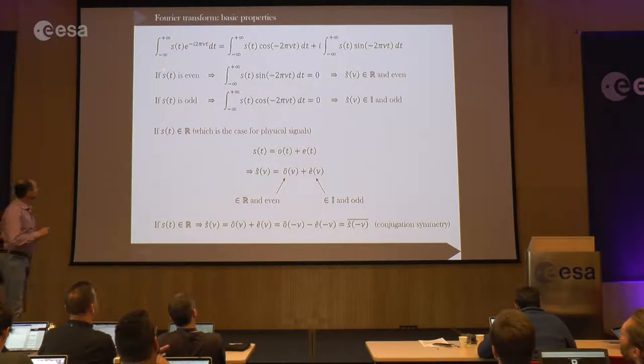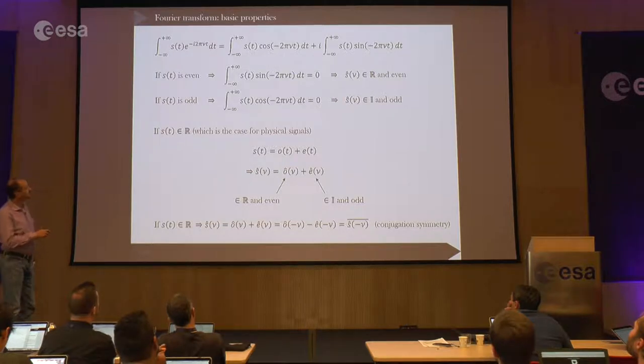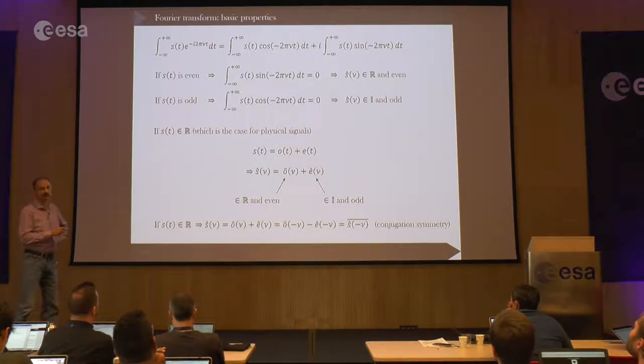So now if your signal is even, this term here is zero, right? Because sine is odd, and so in that case, you have only this term left, and therefore the Fourier transform is real and even, right? Vice versa, if S is odd, then that term is zero, and so the Fourier transform is purely imaginary and odd.